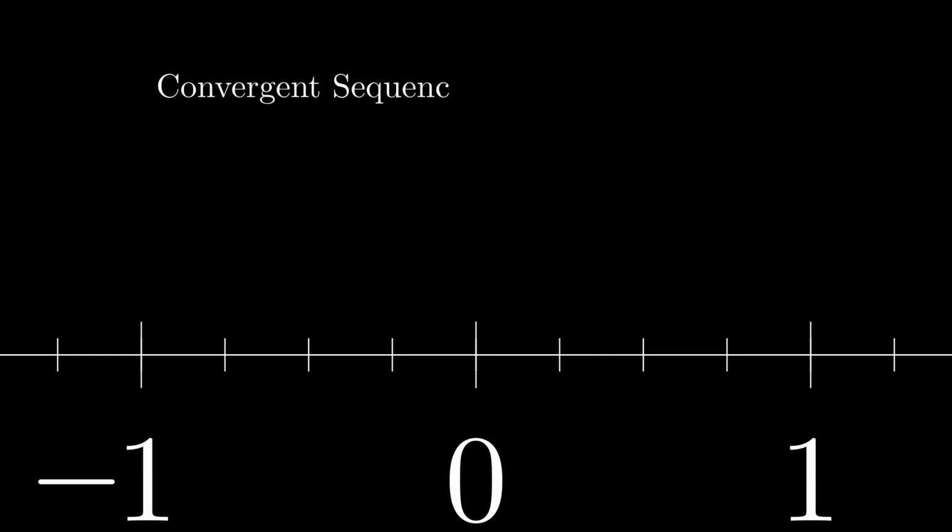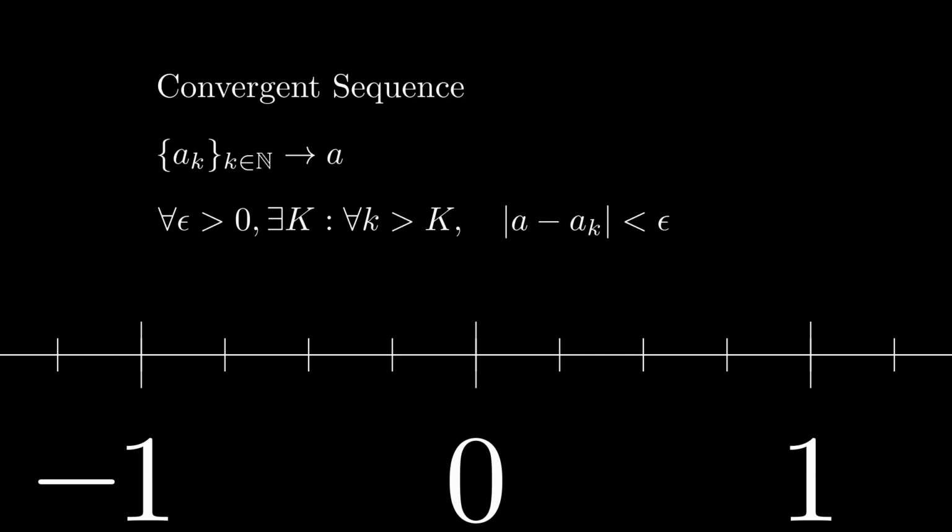For a strict definition of convergence, a sequence a_k is said to be convergent if there is a point, let's call it A, so that for any neighborhood of A, past a certain index k, the sequence remains within that neighborhood, then A is called the limit of that sequence.